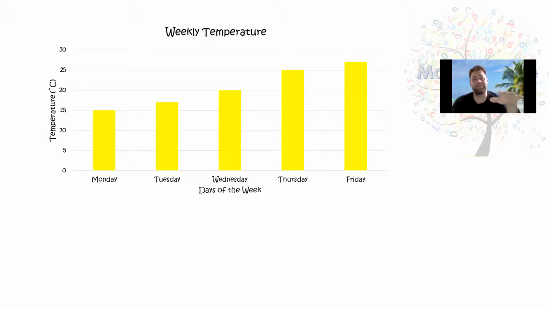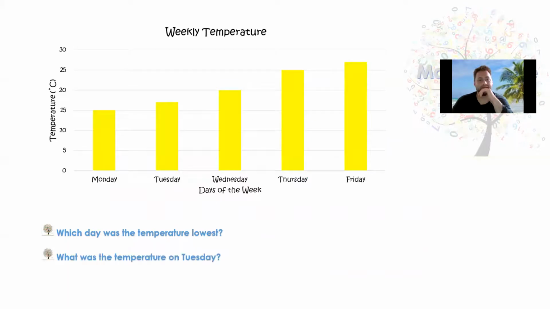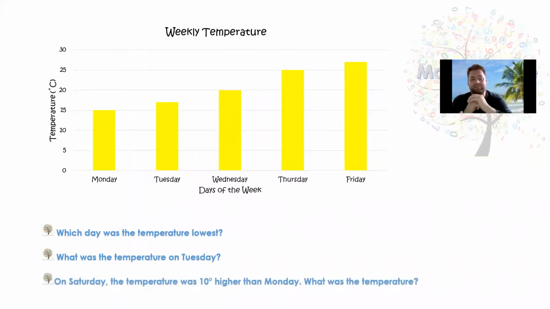Okay, now this is something that we've looked at, but fairly new. So here is a bar chart. We've got temperature going up the side and days of the week at the bottom. Which day was the temperature at its lowest? And the answer, what was the temperature on Tuesday? And on Saturday, the temperature was 10 degrees higher than Monday. So what was the temperature on Saturday? So 3 questions, pause the video. I'm going to go through the answers now.